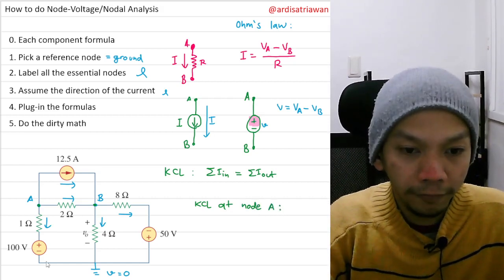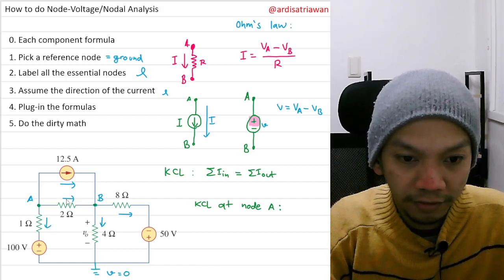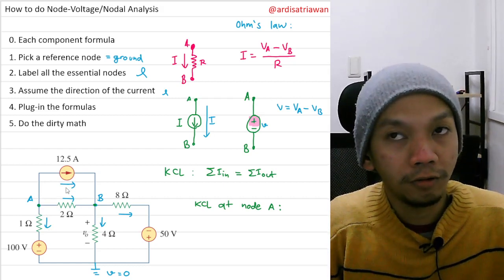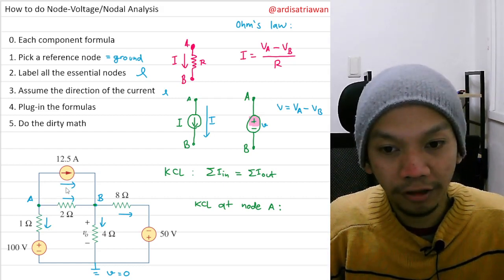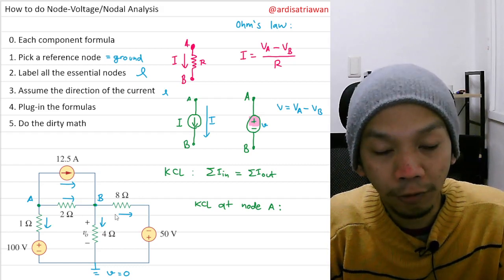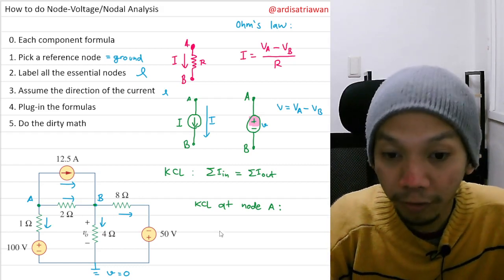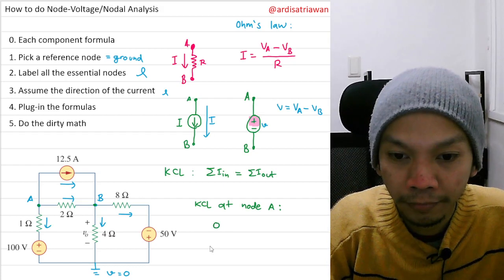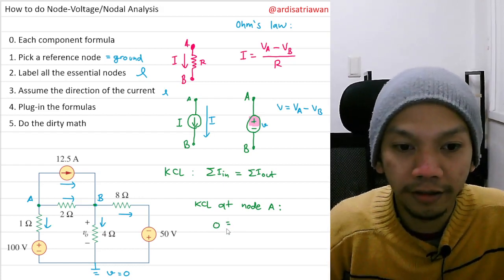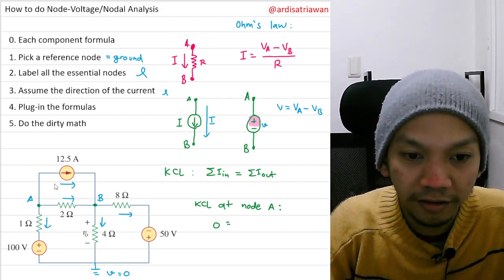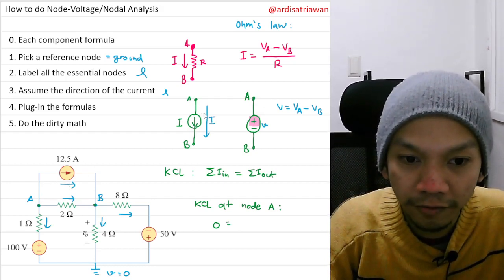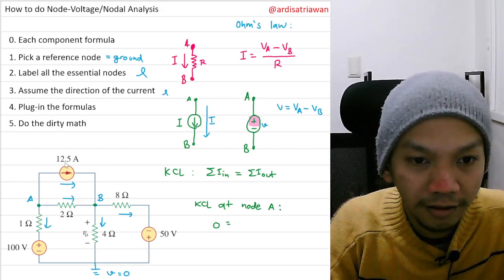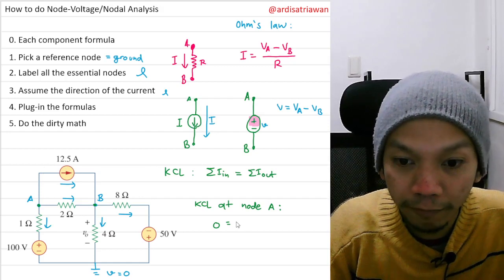Okay, we have this current going out, this current going out, and this current here is going out. So all the currents are going out, so I will just put 0 for the currents going in, because we have no currents going in. And then we have this current here going out, which is 12.5 ampere. Remember, if we have a current source, we just put the value of this current source here, so that will be 12.5 ampere.